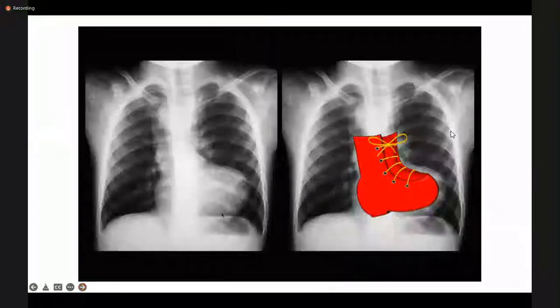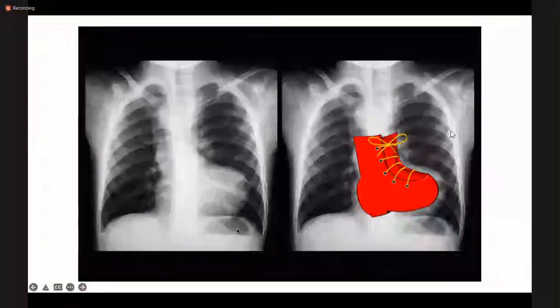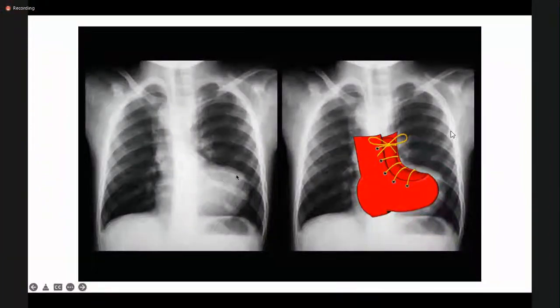So what is this? This is the X-ray of the same child. Boot shape heart. Yeah, so this is boot shape. So in which condition would you see boot shape heart? In tetralogy of Fallot. Yeah, in tetralogy of Fallot. So as you can see, because of the right ventricular hypertrophy, you can see the elevated apex. So it's exactly like a boot. So this is a boot shape heart that you would see in tetralogy of Fallot.